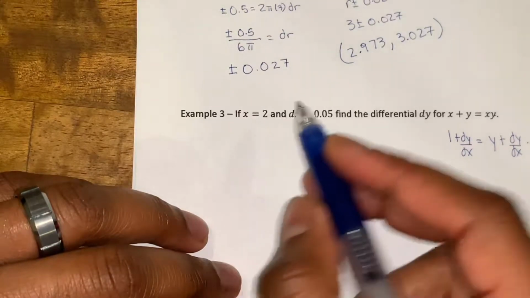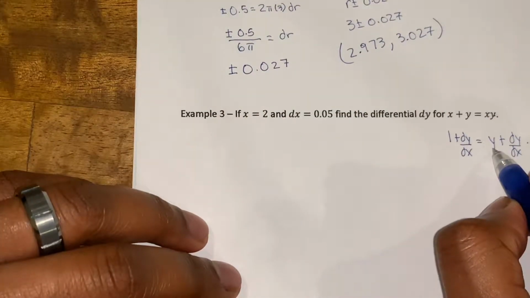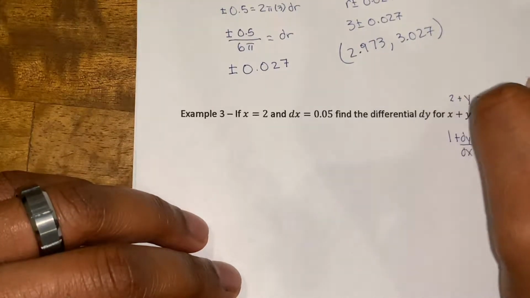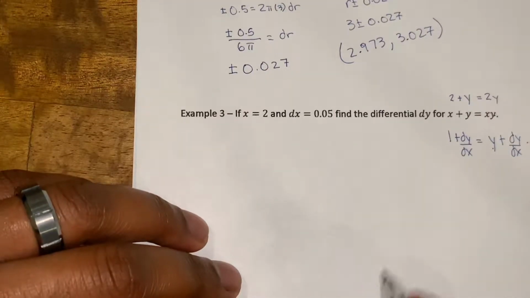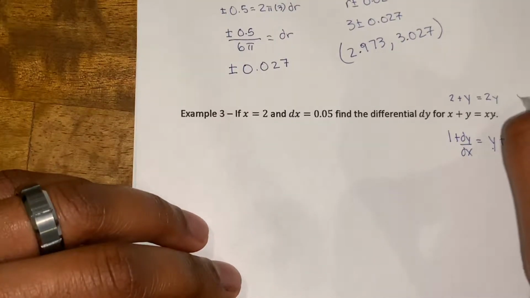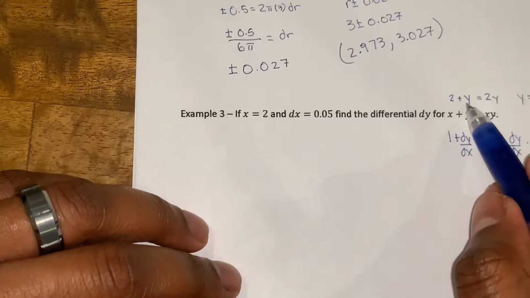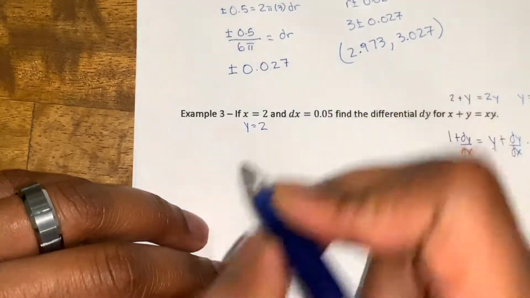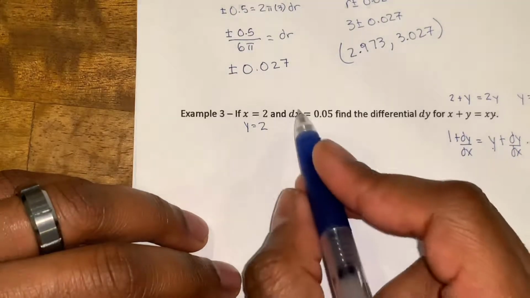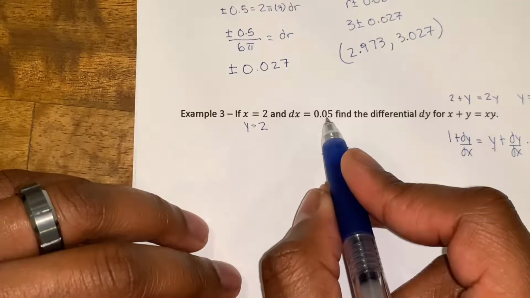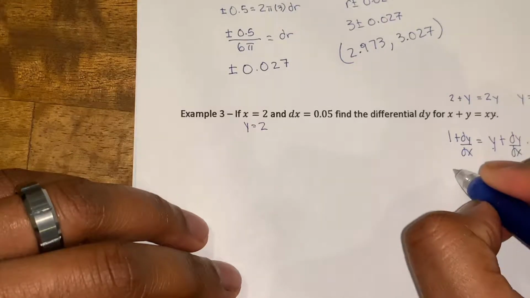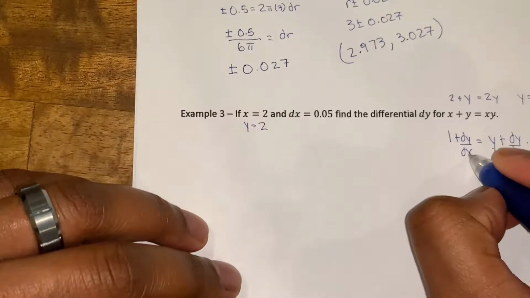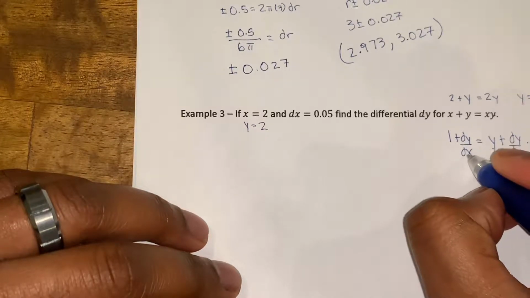So we only know x equals 2, but somehow we need to find y. So 2 plus y equals 2y. That is the same as y equaling 2, because we subtract y from both sides. So x equals 2 and y equals 2. We know dx is 0.05 and we want to find dy. So the first thing I would say is we substitute 0.05 in for dx.